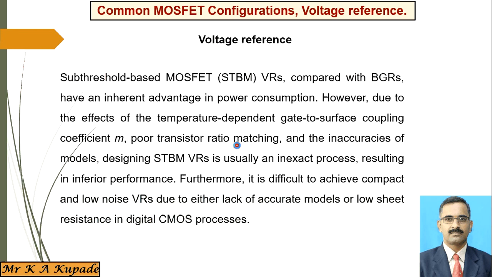So that ratio again affects things, and because of the inaccuracy of the models, designing this sub-threshold based MOSFET is not an easy task, and due to that it is very difficult to give good performance. Furthermore, it is difficult to achieve a compact and low noise voltage reference due to either the lack of accurate models or low sheet resistance in a digital CMOS process. It has some issues, but even so it is better than the bandgap reference, right?